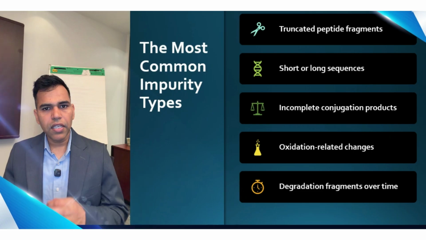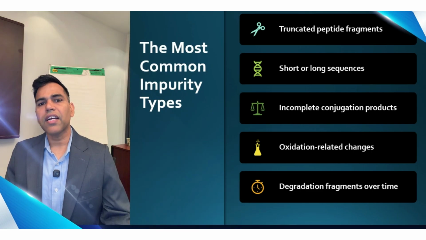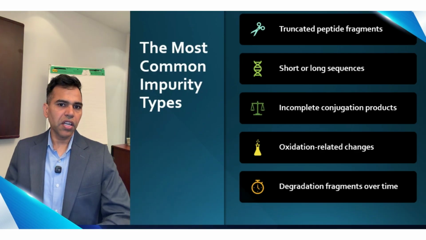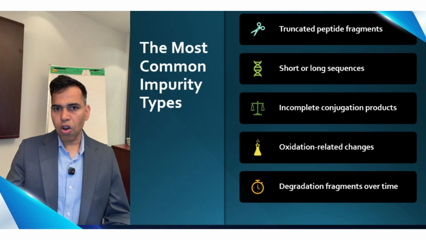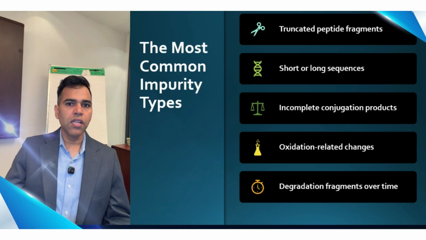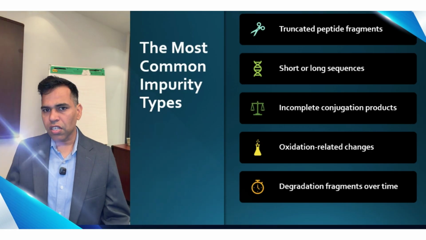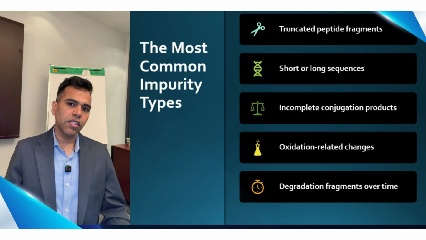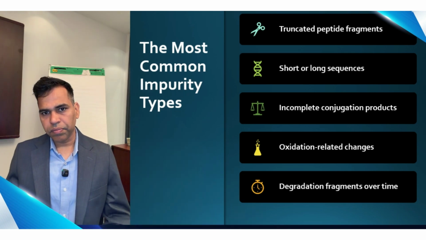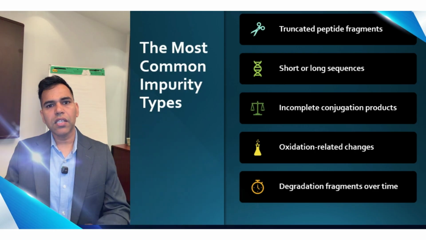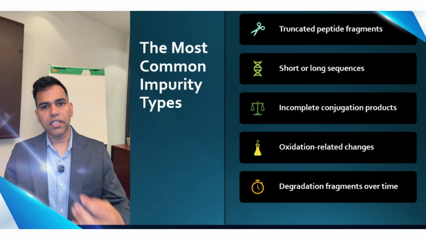The most commonly encountered impurity types fall into a recognizable pattern: truncated peptide fragments missing one or two residues, short or long oligonucleotide sequences, incomplete conjugation products, oxidation-related structural changes, and degradation fragments that emerge under stress or extended storage. Each one carries a distinct mass fingerprint. Each requires a targeted, tailored detection strategy.